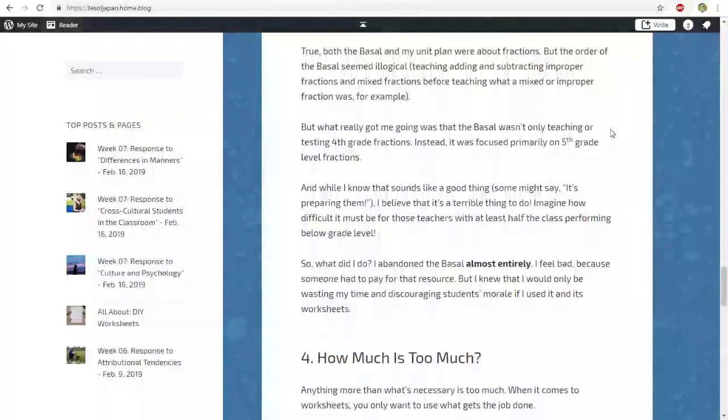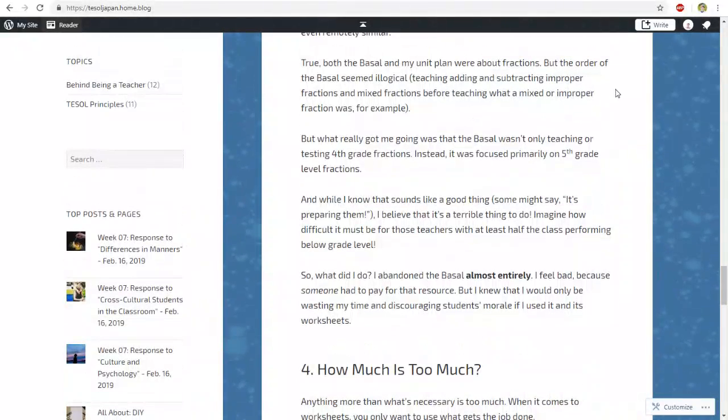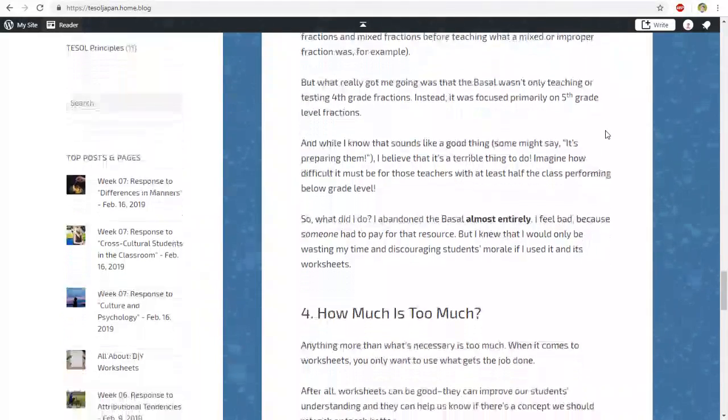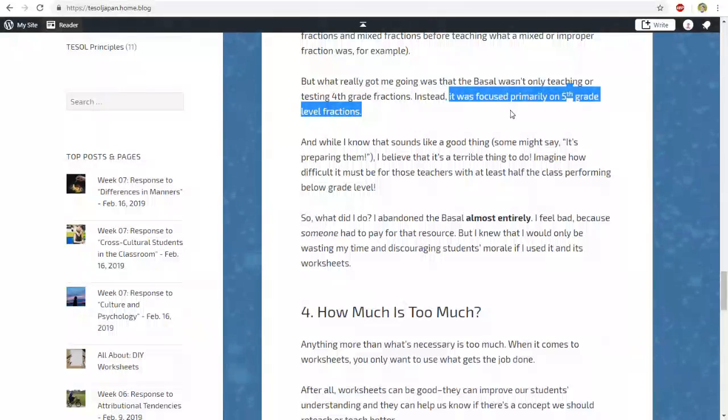And nothing looked similar. It was true that they were both about fractions, but some of the things that they did in the Basil just seemed illogical. Like they were teaching adding and subtracting improper fractions and mixed fractions before they taught what a mixed or improper fraction was. But that wasn't my biggest problem. My biggest problem was that I was teaching 4th grade, and this was a 4th grade math Basil, and a lot of the focus was on 5th grade level fractions.